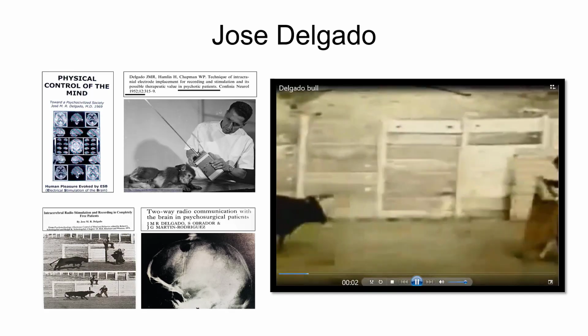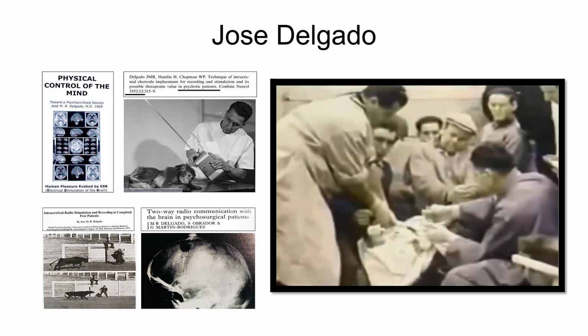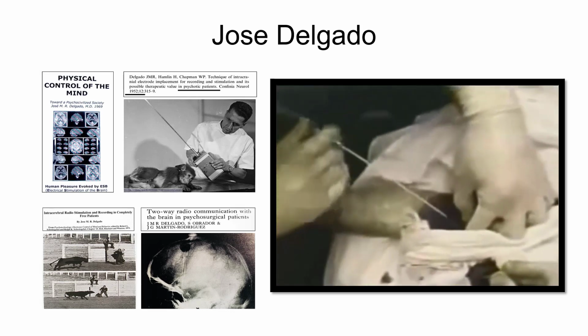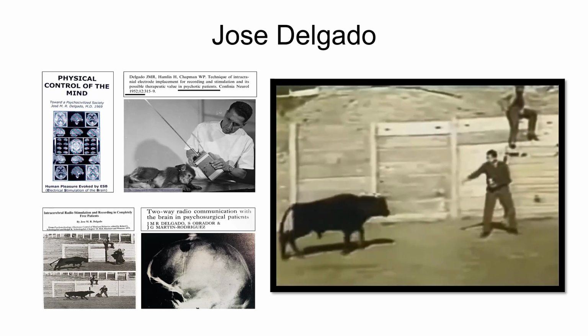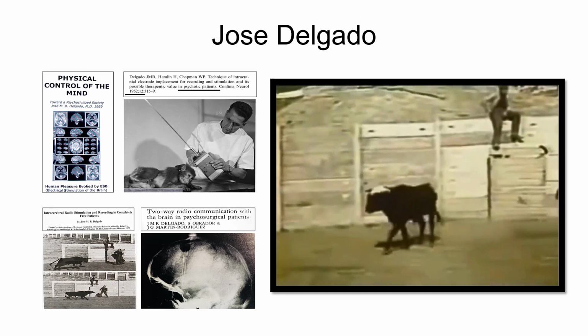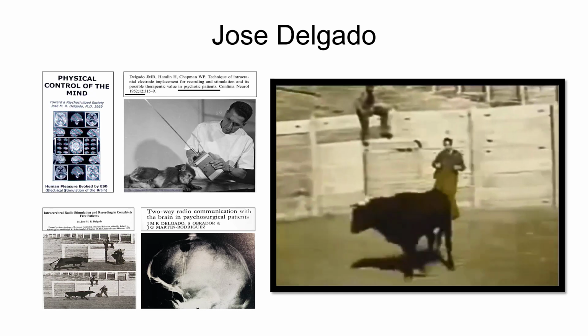Another pioneer in this field was the neurophysiologist José Delgado. He is well known for his experiments with brain control in animals, as in this video here from the bullfighting arena, but he implanted also humans with psychiatric disorders as early as 1952.